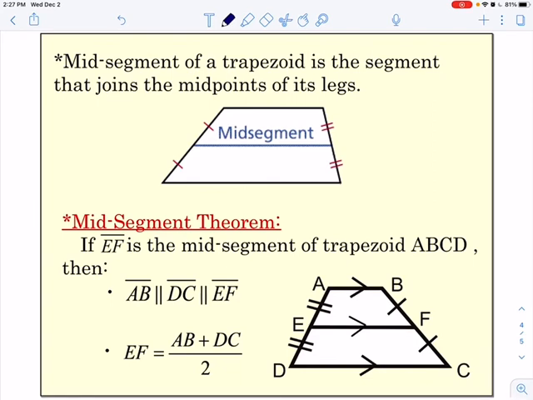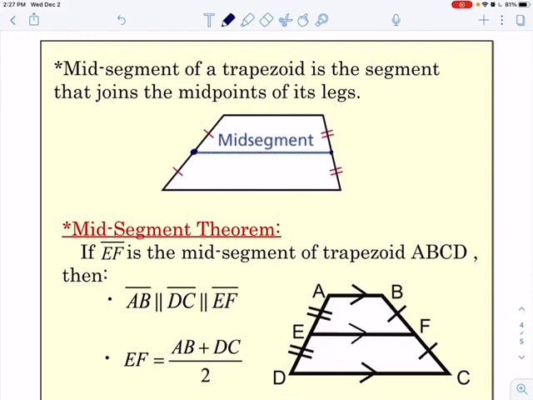A mid-segment of a trapezoid is the segment that joins the midpoints of its legs. So again, if this were a midpoint and this were a midpoint, that's why this is marked congruent to this, and that's congruent to that. And again, this is called a mid-segment.